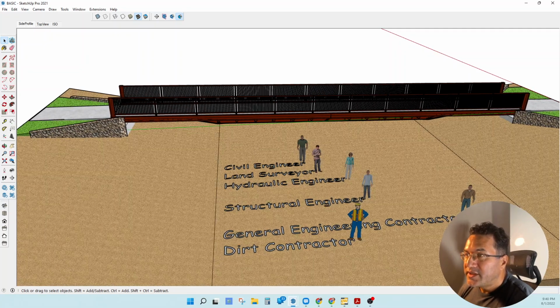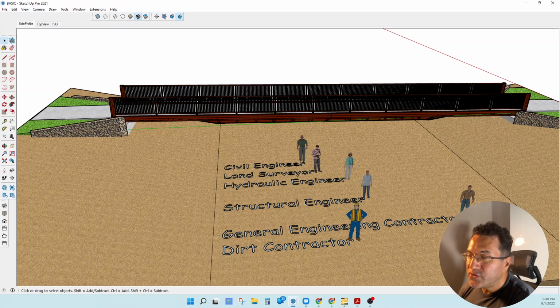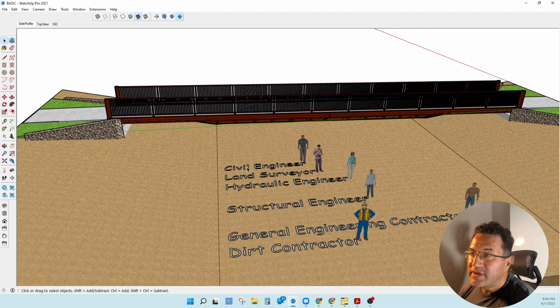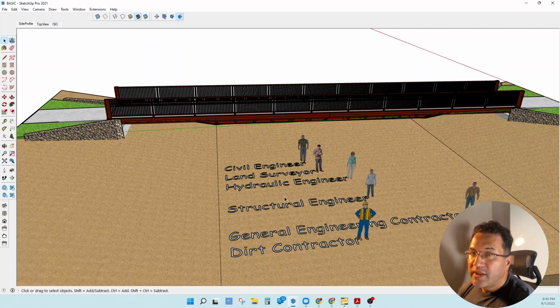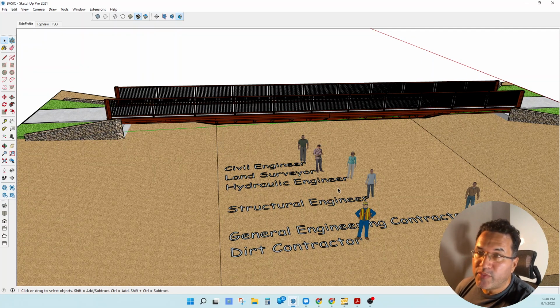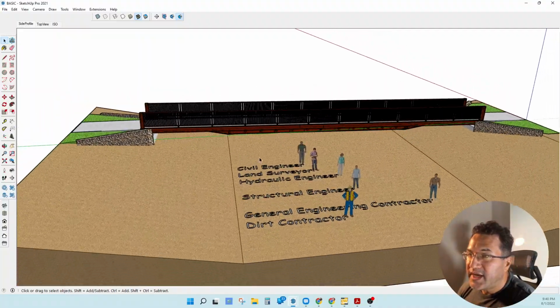Obviously, if they reach out to us, we typically will hire our own structural engineer, and then we really hope that you hire a civil engineer or a land surveyor or a hydraulic engineer. That makes our job a lot easier in placing the bridge. The biggest challenge we have whenever we're placing a bridge and we don't have any of these other three trades is we don't know your site. We know the bridge really well, but the site is an unknown.